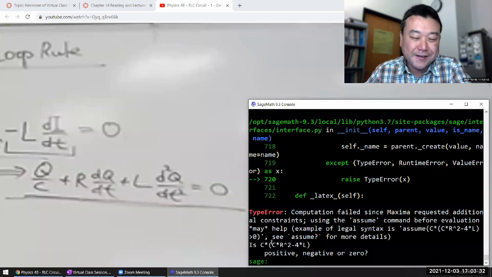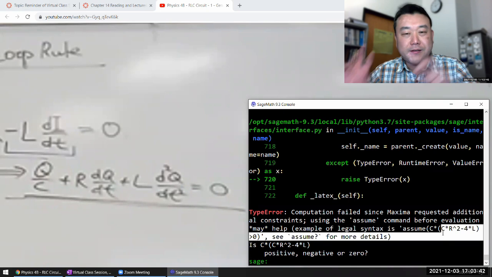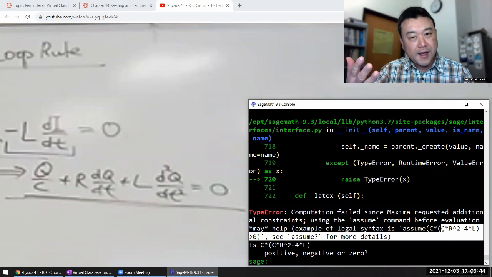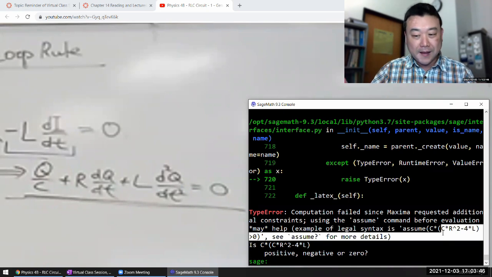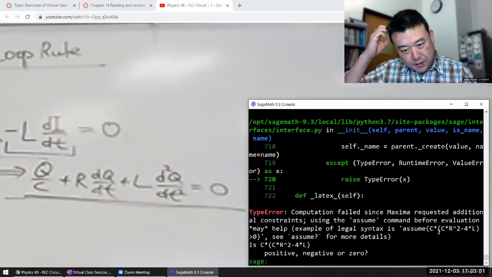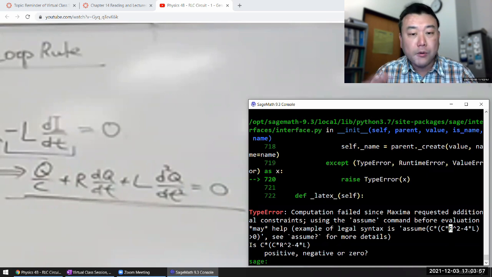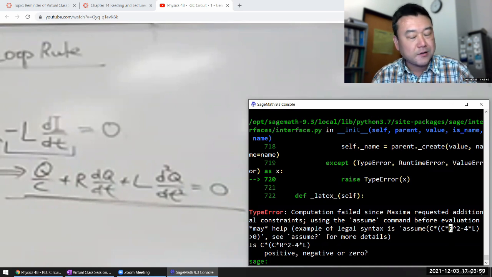All right, it's asking, is it positive, negative, or 0? Well, I think if you read the textbook section that relates to this, it has to do with whether the damping is underdamped, critically damped, or overdamped. And I remember the underdamped case is where my resistance is relatively small. So I want the answer for the underdamped case. That's the one that looks meaningful to me.